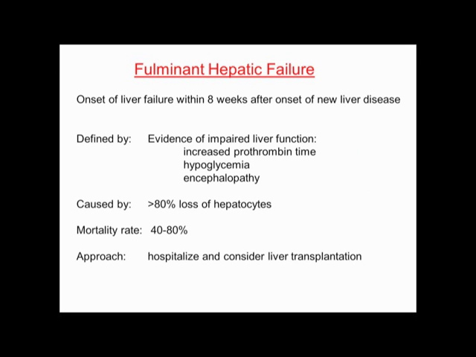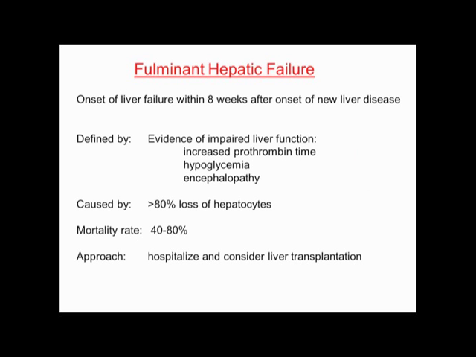The mortality rate of fulminant hepatic failure is 40 to 80%. These are folks who are in the ICU. We're listing them for transplant. We're moving really fast. This is a high mortality disease. Otherwise, with viral hepatitis, you may feel miserable for a month or two, but it's not a fatal disease.